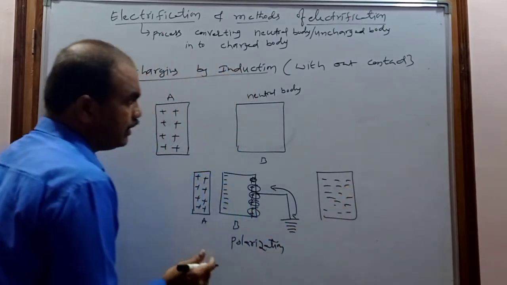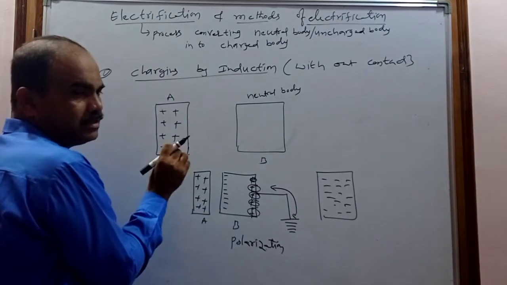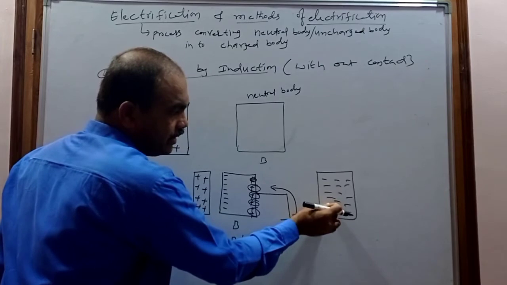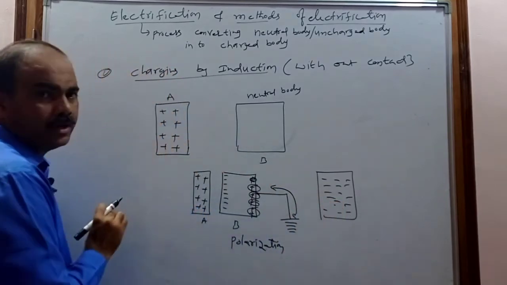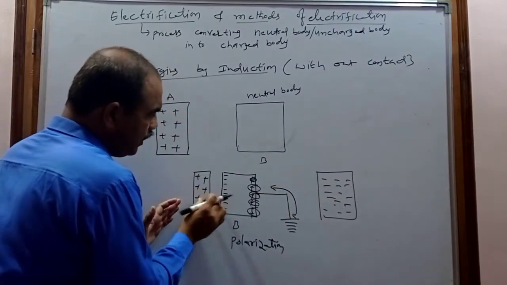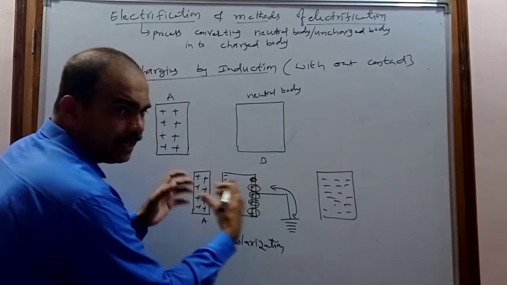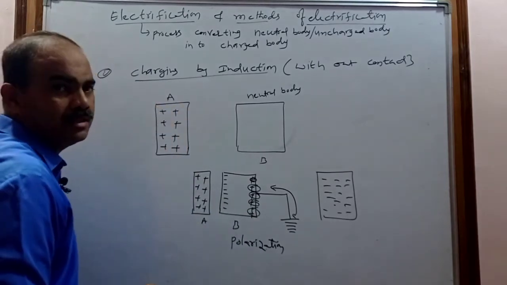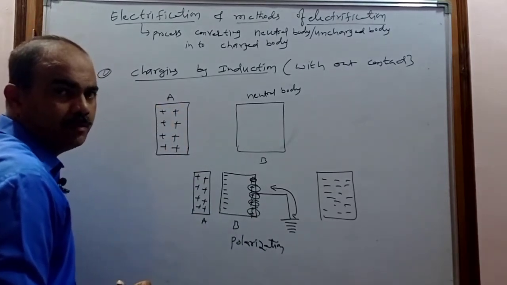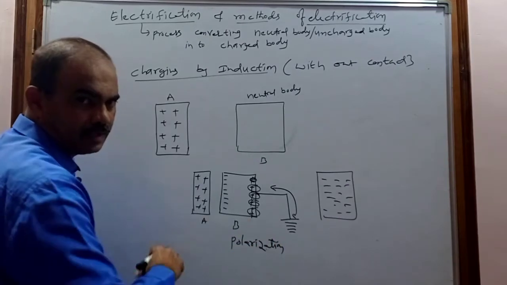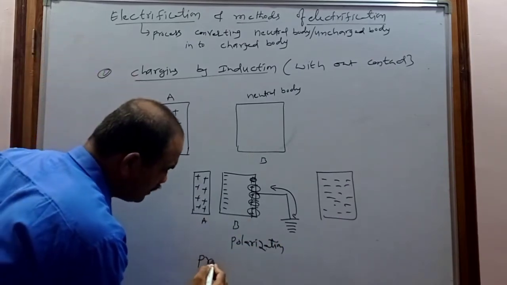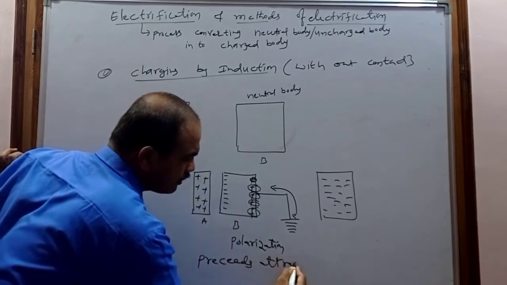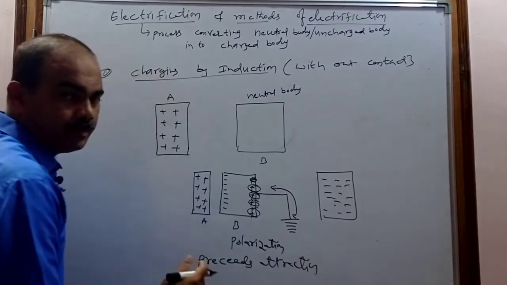will remain. By the induction process, we are converting this neutral body into a charged body. What charge is it? It is exactly the opposite charge of the charged body. Now this is a positive charged body and that is a negative charged body, so they will attract each other. The induction process precedes attraction. But the conduction process precedes repulsion.